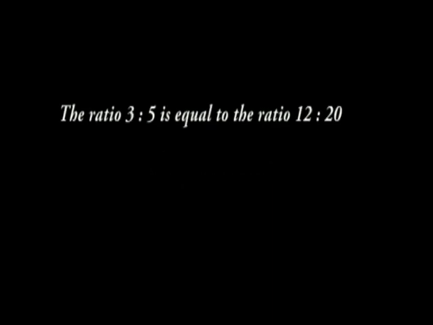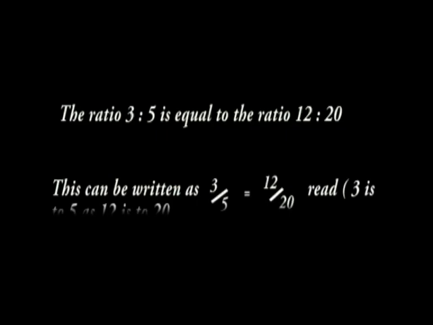Proportions. We have seen what equivalent ratios are. The ratio 3 to 5 is equal to the ratio 12 to 20. This can be written as 3 over 5 is equal to 12 over 20, read as 3 is to 5 as 12 is to 20. When two ratios are written like that, it is called a proportion.